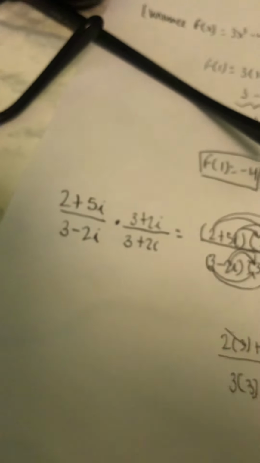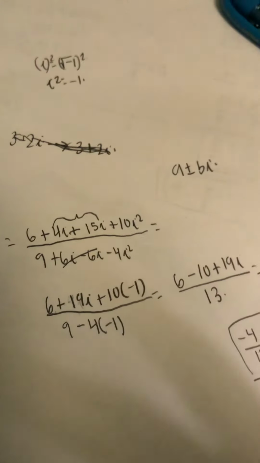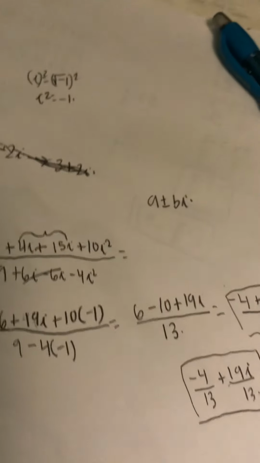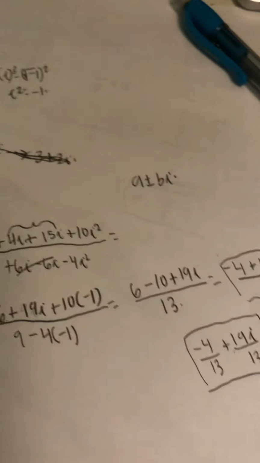But yes, this is how you do this expression here. That's how you do it, because you have to multiply by the conjugate, and then you have to do a lot of simplifying with imaginary numbers. So yeah, if you guys have any questions, let me know. This one was a little bit long.